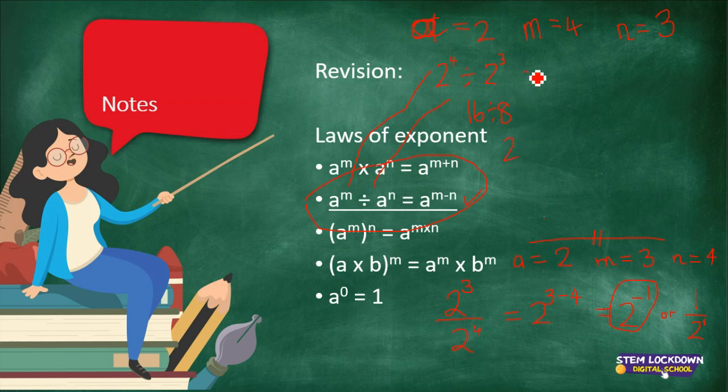According to the rule, this is equal to the same base. In this case, our base is 2, to the power M minus N. Our M is 4, our N is 3. The base stays the same. What is 4 minus 3? 4 minus 3 is 1. 2 to the power 1, the answer is 2. Remember, 2 to the power 2 is 2 times 2, and 2 to the power 3 is 2 times 2 times 2.